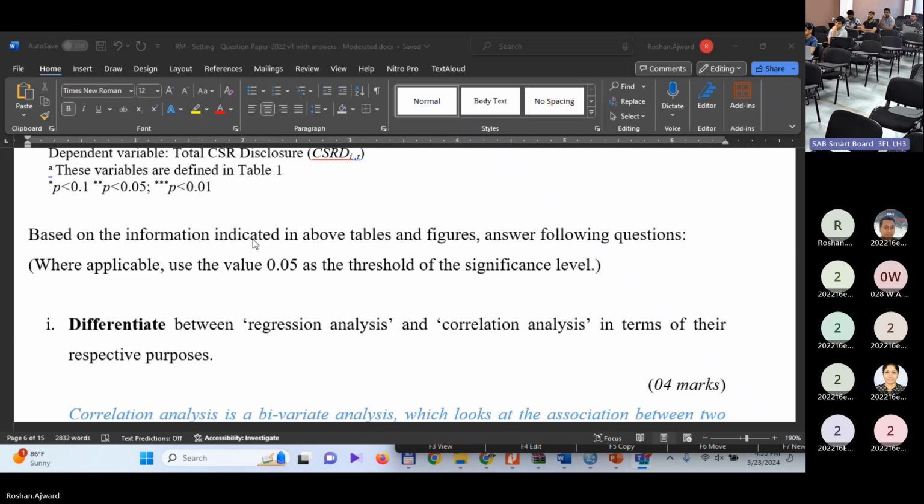Correlation analysis looks at the relationship between two variables. In a regression analysis, what I told you about is prediction. You are going to predict how the dependent variable would behave based on the independent variables. Keep in mind, correlation looks at the relationship or the association between two variables. Correlation could only check the association between two variables. Regression could check the prediction of a dependent variable from several variables.